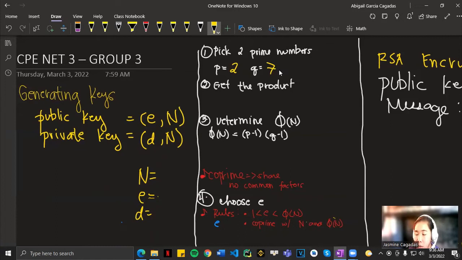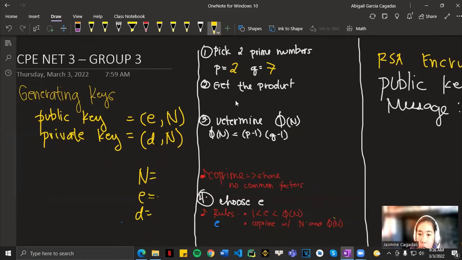Of course, in real life situations, the two random numbers would be hundreds of digits long, so it's harder to decrypt. Now, the second step is to get the product of P and Q. So 2 times 7 is, of course, 14. This 14 is our N. This is our RSA modulus, so this is very important. Now we're going to put it here, 14.